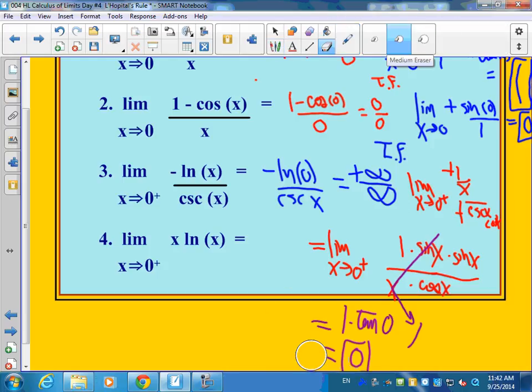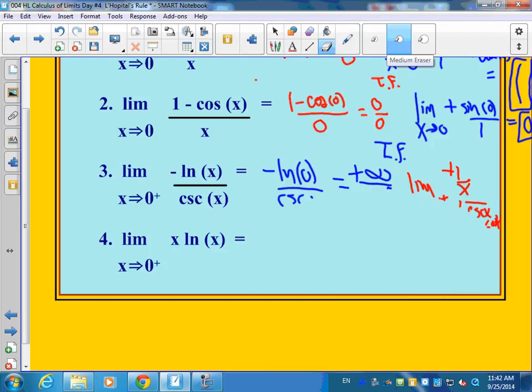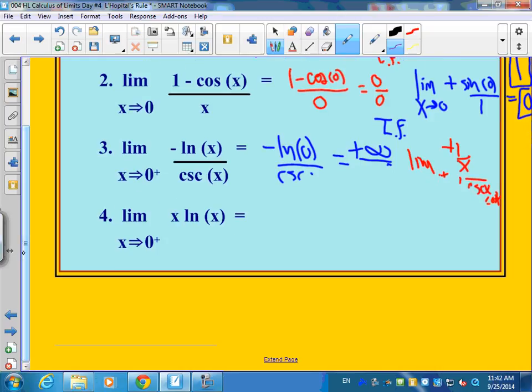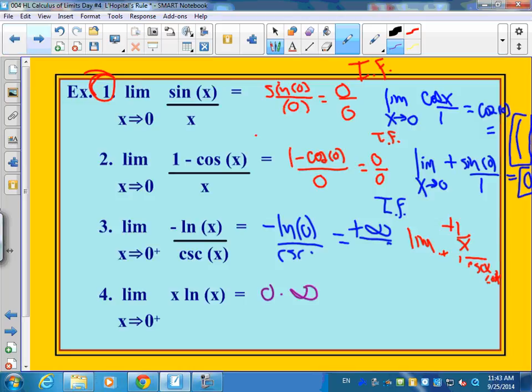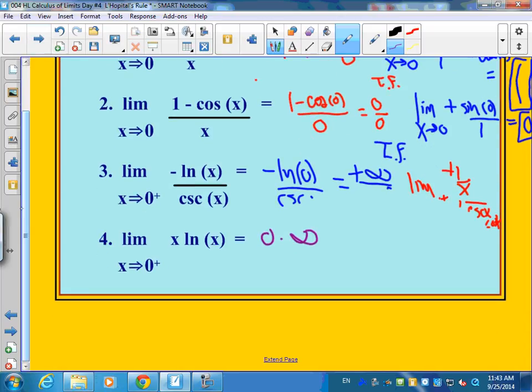And with the last one, plugging in is no problem. You put in a 0. We just said this was negative infinity, right? Natural log of x, x gets close to 0. Is there a 0 times infinity? Indeterminate form? Well, or negative. It doesn't impact the indeterminate form in this case. So this is an IF.